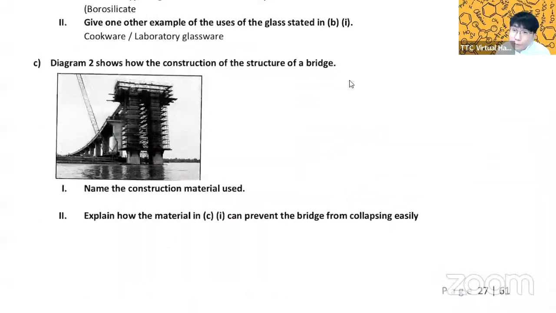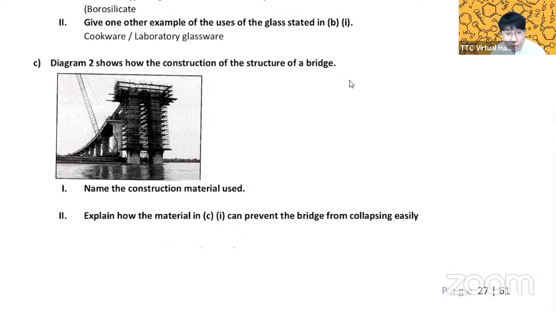So in the composite materials that you learn, what materials do we use to build a bridge? Do you remember what composite materials we have in your syllabus? We have photochromic glass, optic fiber, reinforced concrete, cement. Cement is just one of the materials in reinforced concrete. So of course, to make a bridge, I can't use optic fiber here, and photochromic glass is impossible, right? So the one that we always learn is called reinforced concrete.